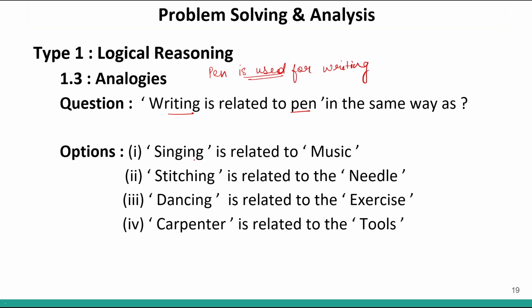So if you look, singing is related to music. Can I say music is used for singing? No. Exercise is used for dancing? No. Tools are used for carpenter? No. Carpenter is a person. If it would have been tools are used for carpentering or tools are used for building, then it would have been correct. Now, needle is used for stitching? Yes. So this will be correct. This will be needle is used for stitching. So this will be your correct answer.